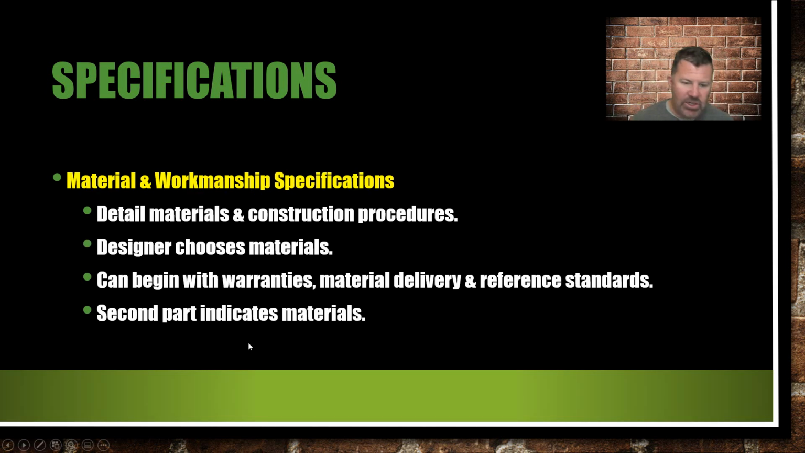Material and workmanship specifications detail materials and construction procedures. The designer will choose the materials. Like I said, I love that. It's apples for apples. It can begin with warranties, material delivery, and reference standards. And then the second part indicates which materials to use.